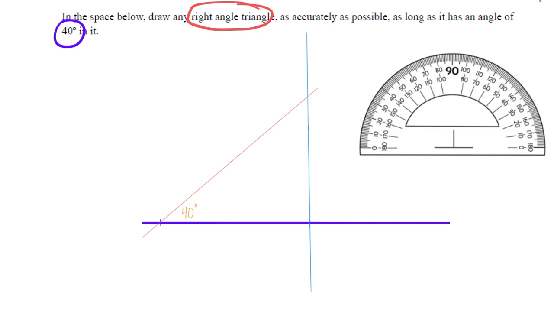Okay, let's quickly go through and mark that as our right angle. There is my triangle. I have now drawn a right triangle with a 40-degree angle in it as accurately as I can. I want you to do the same. So, pause the video, finish off constructing that triangle, and then we'll spend our time talking about why we're even doing this. Okay, pause the video now.